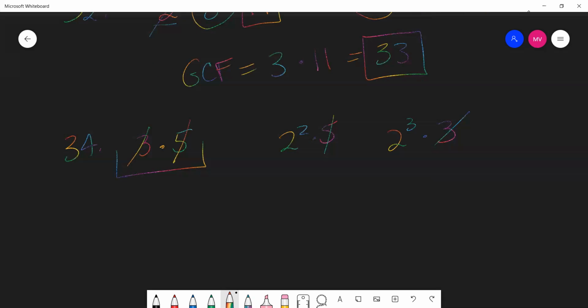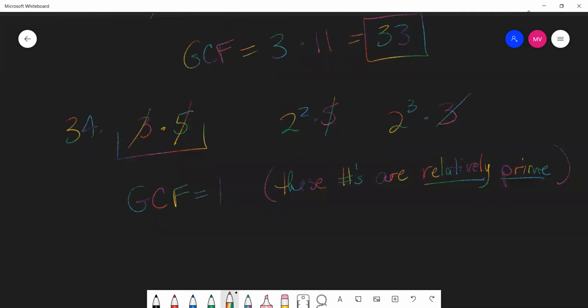Well, remember, if there is not a prime factor that is common between all of your numbers, then your greatest common factor is 1. Which means what? What are these numbers? They are what to each other? These numbers are, or what? Relatively prime, right? By definition.